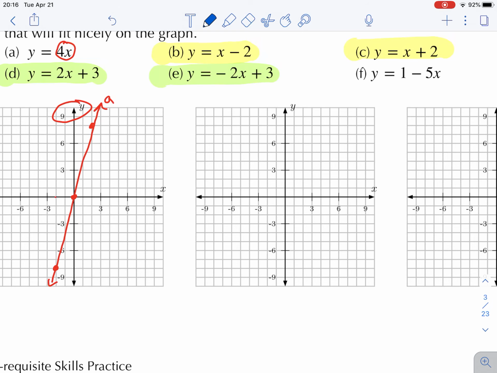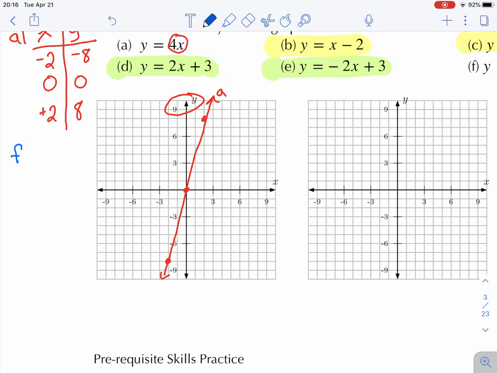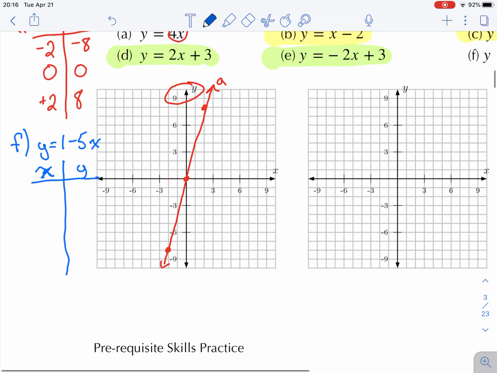I'm going to choose another color, blue, and do F on the same graph. Letter F, which is Y equals 1 minus 5x. Here's my table of values. X and Y. Now, can I use 2 in this graph?